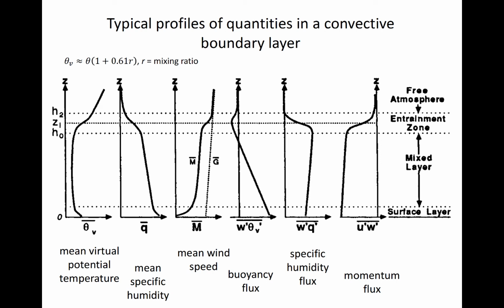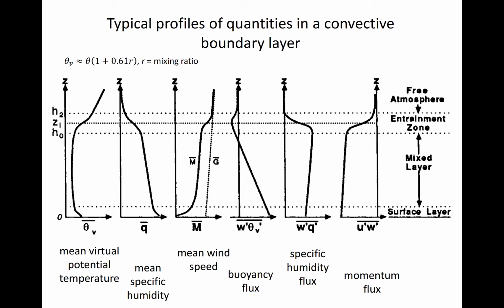The variable of interest that we will focus on next is the buoyancy flux, this w prime theta v prime term. It is proportional to the eddy covariance of vertical velocity and virtual potential temperature, and it decays with height quickly in the mixed layer, as we can see in this plot. A positive buoyancy flux in the surface layer means that the ocean is transferring energy to the surface layer, such that it supports the upward acceleration of thermals that develop in the mixed layer and rise to become cloudy updrafts.